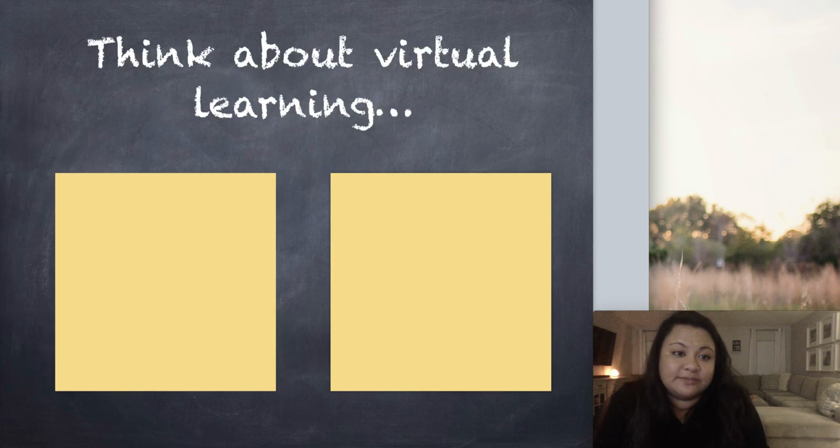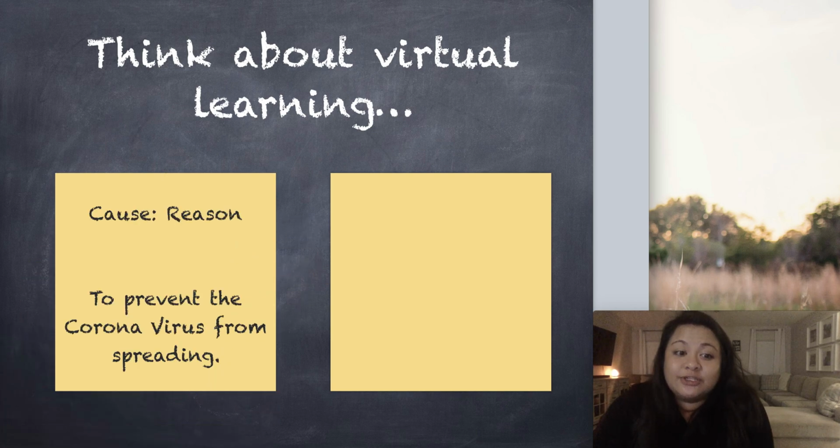Let's do a few examples. Think about virtual learning, like what we're doing right now. What is a reason? What is the cause of us doing virtual learning? Why are we doing it? Think about that. I'll give you a second. Well, we are doing virtual learning to prevent the coronavirus from spreading, because I'm sure you guys have heard about the coronavirus and how there's this illness going around and it's really contagious. So we want to make sure that we're keeping ourselves healthy, our friends healthy. So the cause of us doing virtual learning is to prevent the coronavirus from spreading.